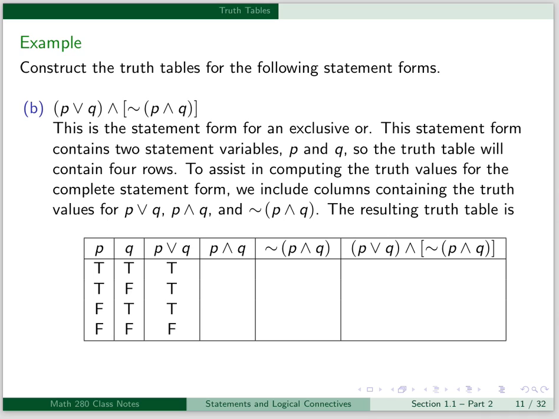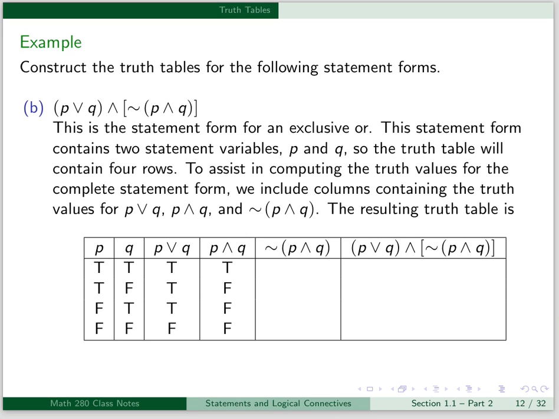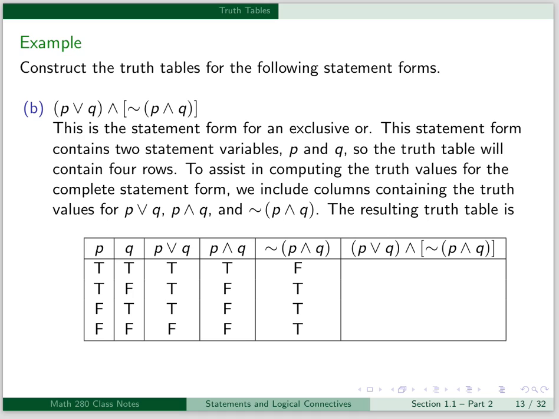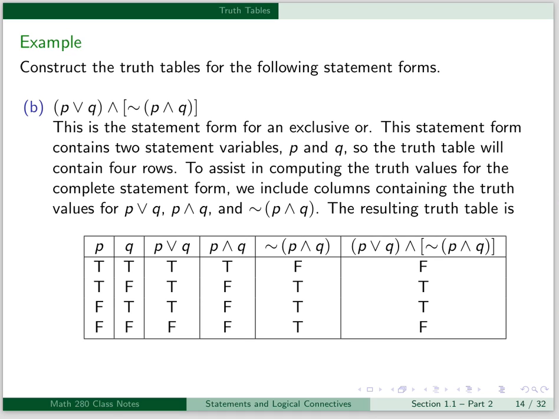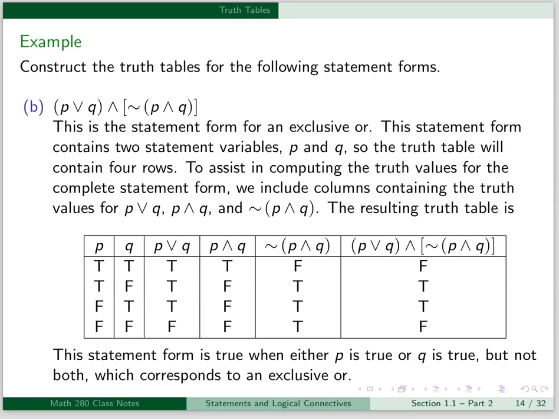and we can fill in the columns one at a time. Resulting in this truth table. This statement form is true when either p is true or q is true, but not both, which corresponds to an exclusive OR.